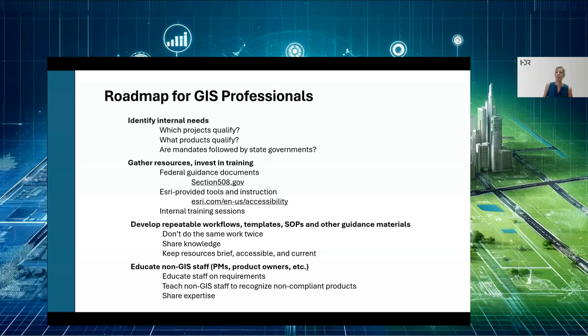So second, compiling some guidance resources and investing in internal training. There are a huge amount of resources already available, including the federal documentation, which is the Section 508 Gov. Also, software providers such as Esri have amassed just huge amounts of documentation for how to follow accessibility standards inside of Esri products, which is really helpful and really forward-thinking on their part.